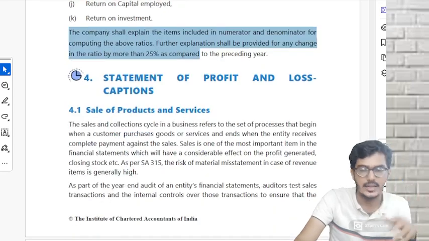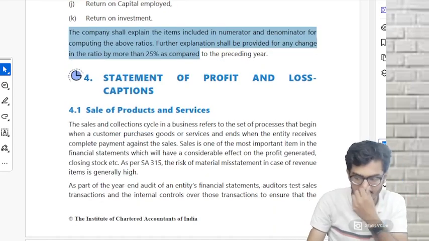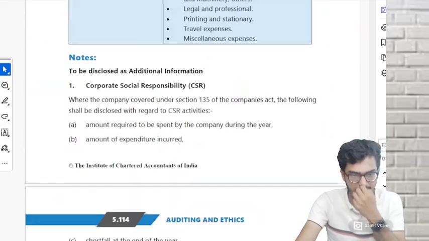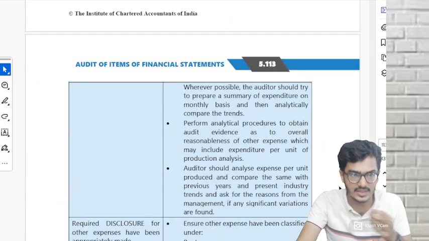3 questions I told you. Now come after the P&L items. Somewhere around 115 maybe. Come to page number 113.